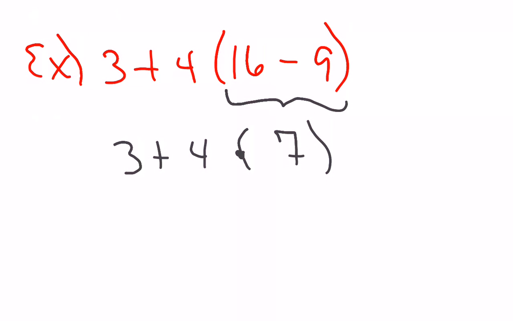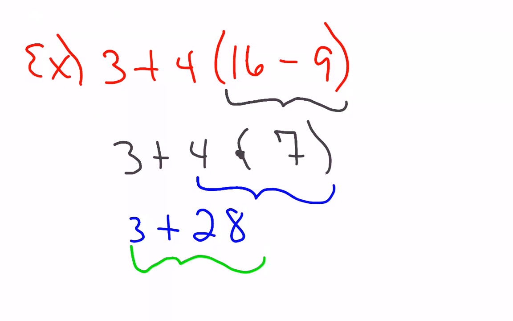And so then next, do we have any exponents? Nope. Moving on, do we have any multiplication or division? We do right here. And so 4 times 7 is 28. And then last but not least, we have some addition here. 28 plus 3 is 31.